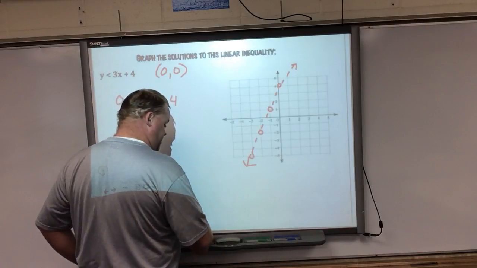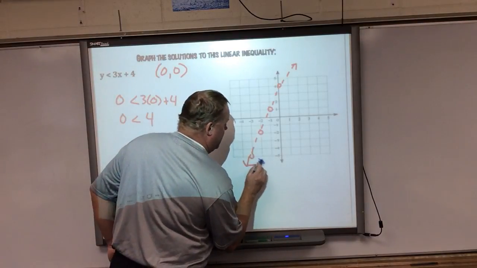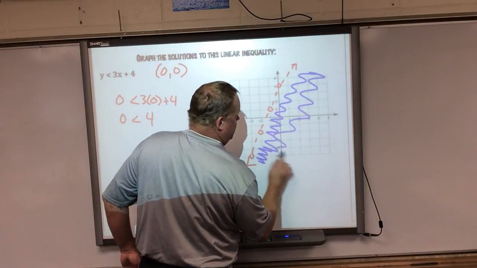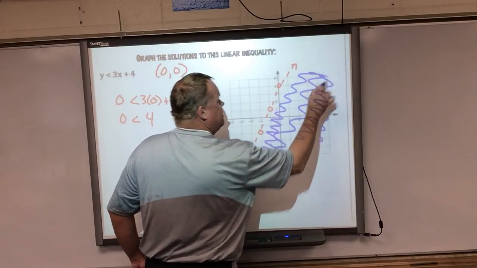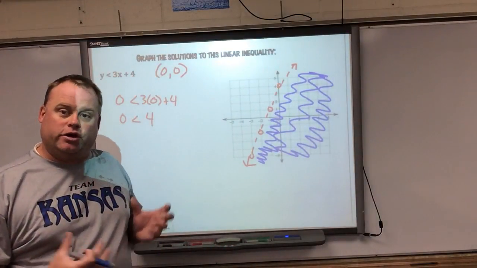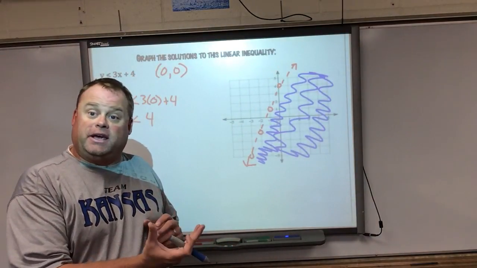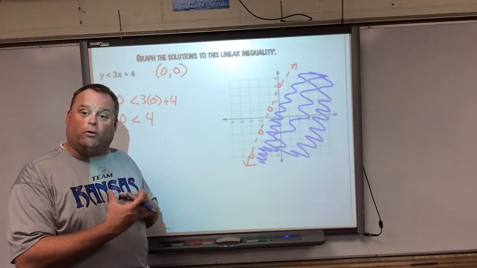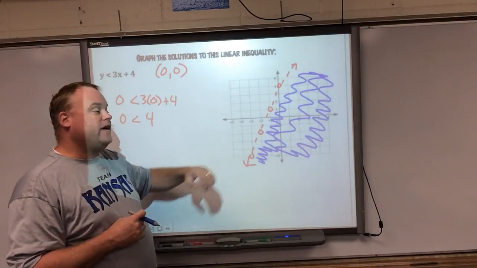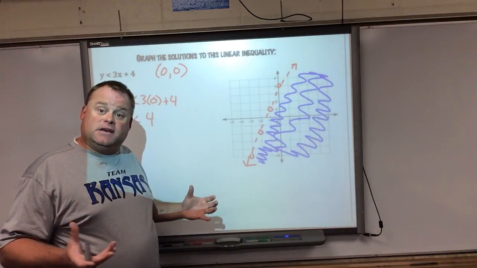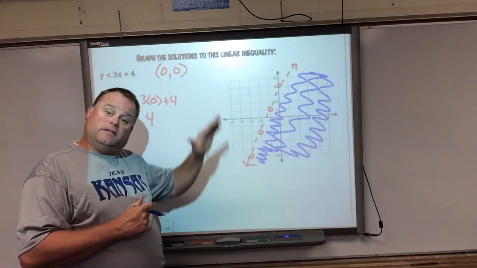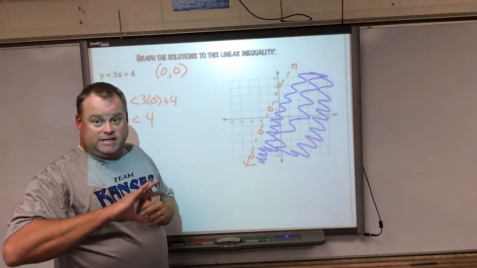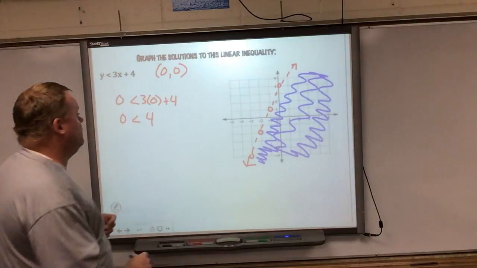It has to be in the shaded side. So I know that I'm going to shade below the line. That's the easiest way to check when you're doing these. Just plug in 0, 0 and see if it fits. If it doesn't, pick another point and go, I don't know, what about -5, 0? Can I plug that in? Yes. And if it's a true statement, then that's the side you shade. If it's not a true statement, then it's going to be the opposite side. All right, let's do another one.